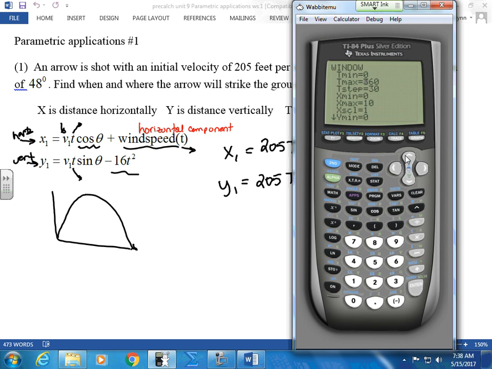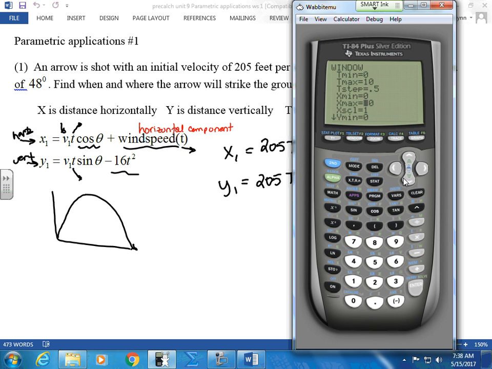T-max, time. How long do you think it's going to take this arrow to hit the ground? In seconds. Like how many would you think? Okay, let's go with 10. If we don't see it hit the ground, we can always change it. So T-step, just start at 0.5. Now, this is where you don't have a clue because you don't know how far it's going to go vertically or horizontally. You have two choices.